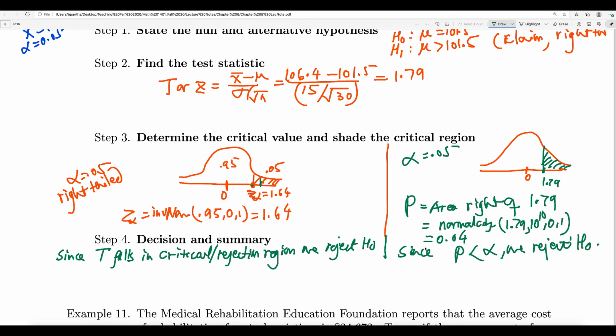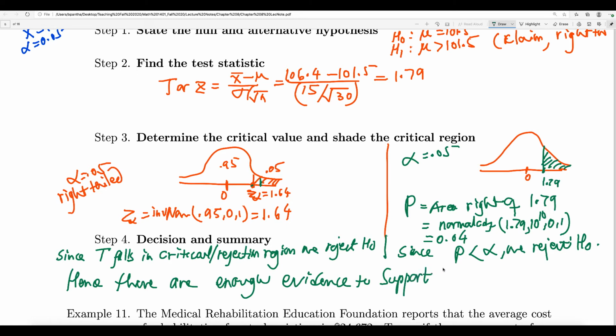Now we write the conclusion. Both methods rejected the null hypothesis, right? So now we write the conclusion. Hence, there is enough evidence to support the claim.